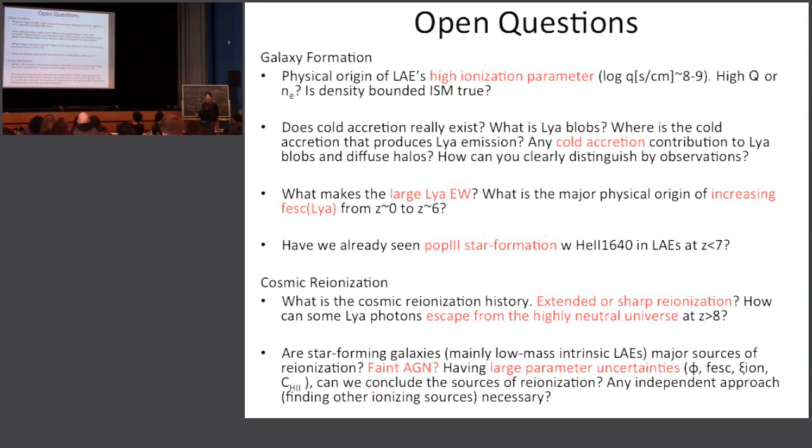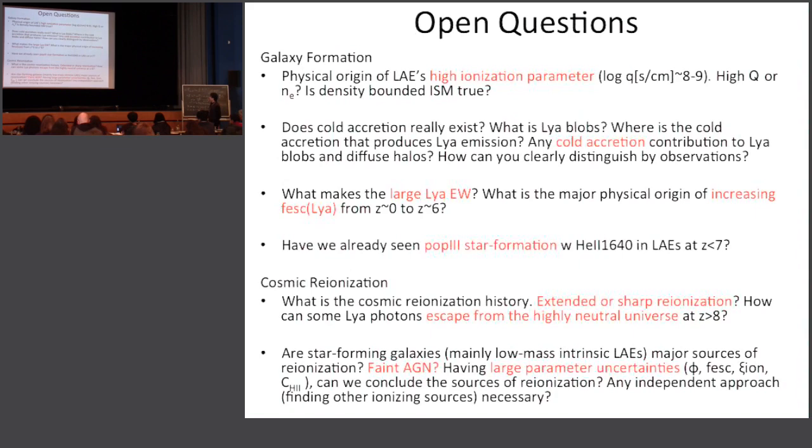Then the cosmic reionization topics. For the reionization history, extended versus sharp reionization is an open question. Also, escaping Lyman-alpha from the highly neutral IGM at redshift greater than 8 is also unknown. So what is the physical mechanism?